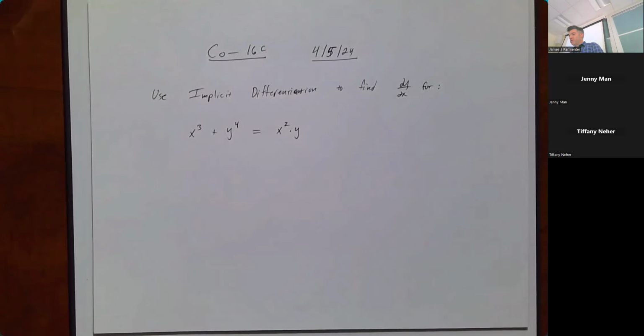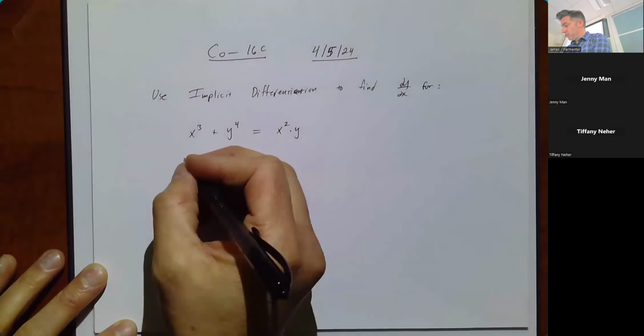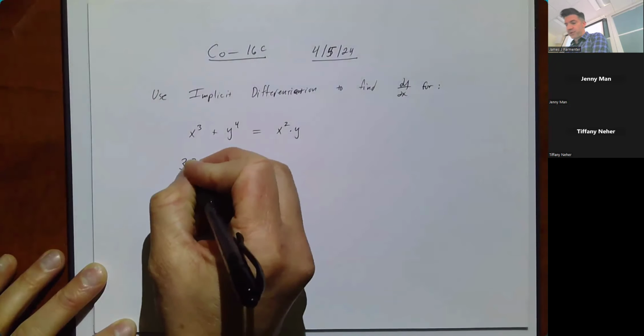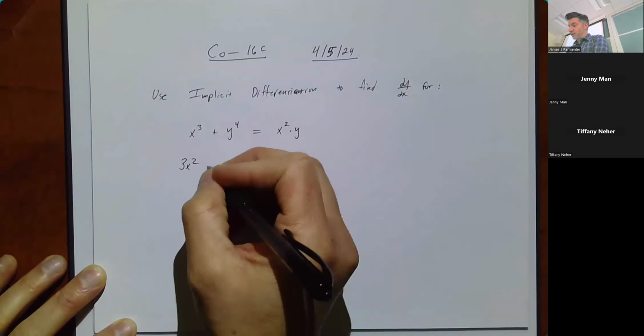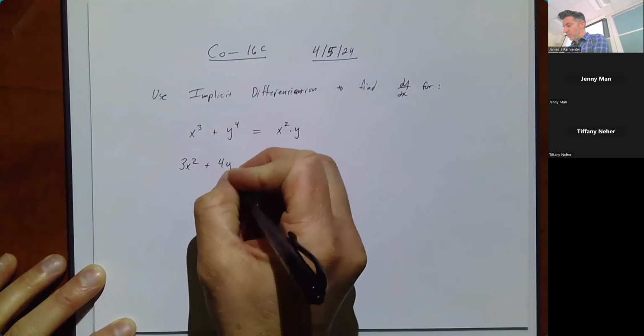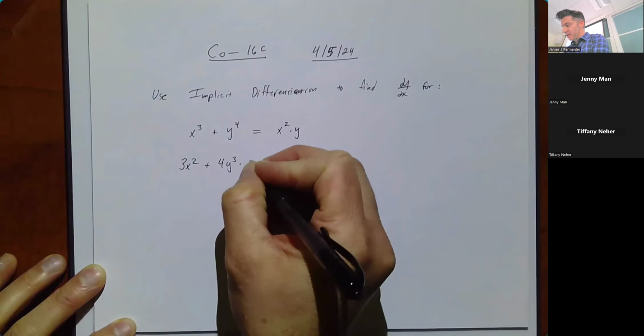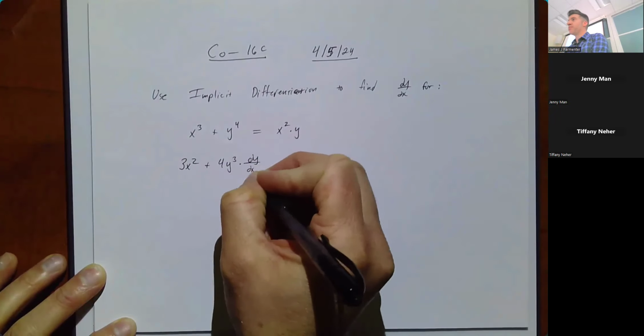So when we're using implicit differentiation to find dy/dx, we're making the implicit assumption that y is a function of x. So if I differentiate both sides here, the derivative of x cubed is 3x squared. The derivative of y to the fourth is going to be 4 times y cubed times dy/dx.